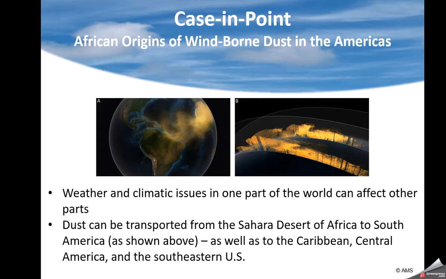Well, think about it. You don't think about dust being part of the atmosphere, but it is. And this is an example of dust coming from Africa over the tropical Atlantic, all the way into the Caribbean islands and even southeastern U.S. It happens periodically. These dust storms will develop over the Sahara and move towards the west and across the area.